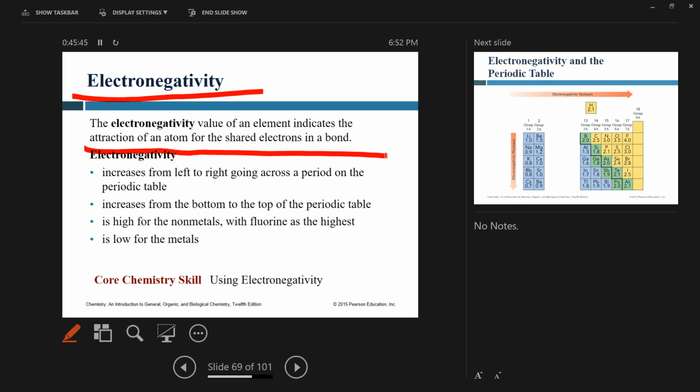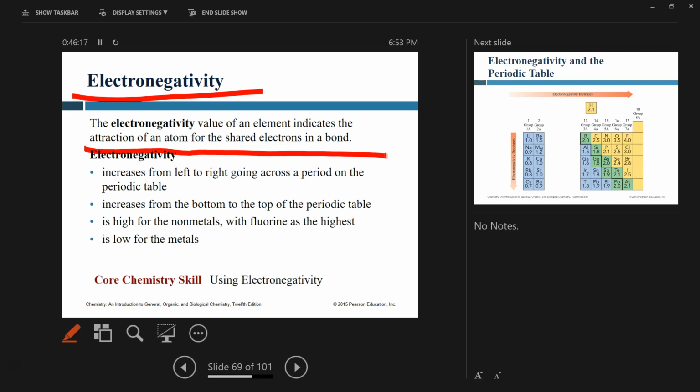So which element of the second period pulls electrons harder to itself, fluorine or nitrogen? Fluorine, because it has more positive charges in the nucleus. It has nine, yes, while nitrogen has only seven protons in the nucleus. Does that make sense?